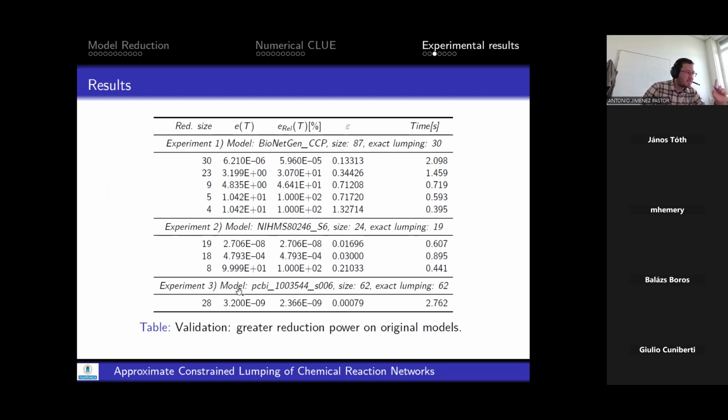Good. And the third experiment is very interesting, and this is one that I want to focus on. Here, with the exact reduction, we started with 62 variables. The exact reduction provides no reduction. It tells us, no, you cannot reduce this. If you want to observe the variable we were looking for, you need the whole system. You cannot do anything better.